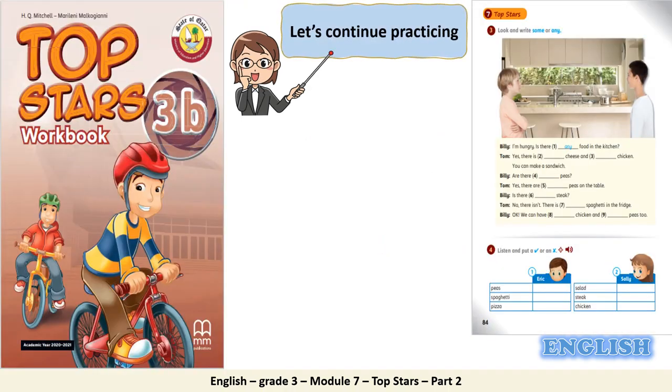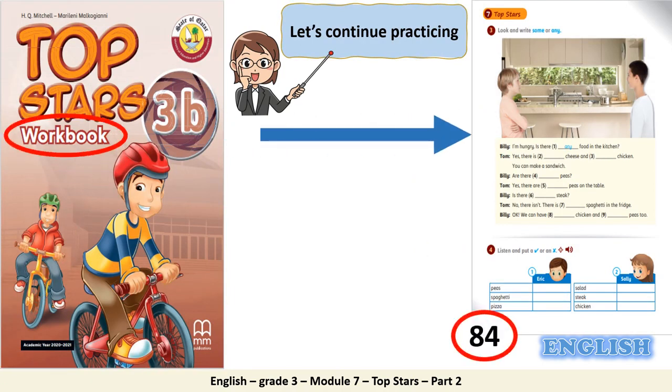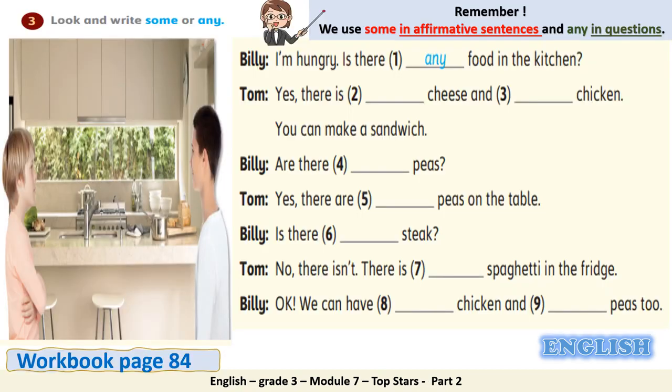Let's continue practicing. Open your workbook, page 84, activity 3. In this activity, you are going to look and write some or any. Just remember, we use some in affirmative sentences and any in questions. Number 1 is done for you. I'm hungry. Is there any food in the kitchen? Now, pause the video and try to answer correctly.